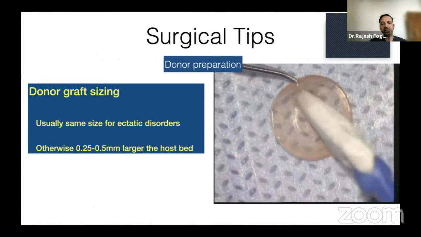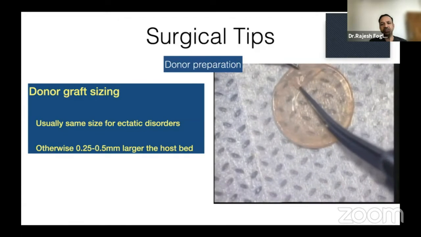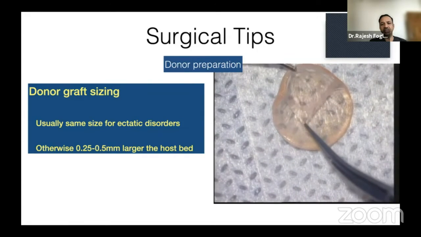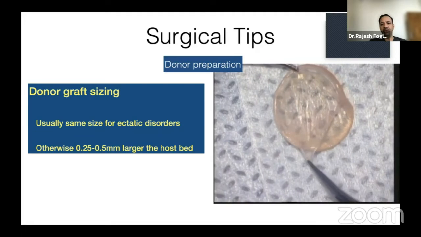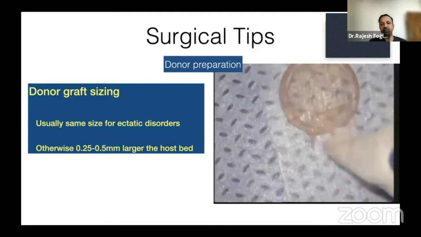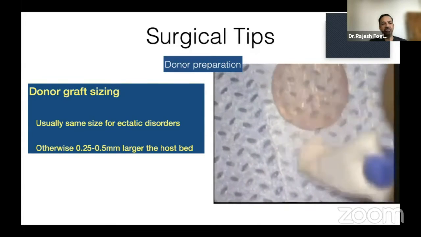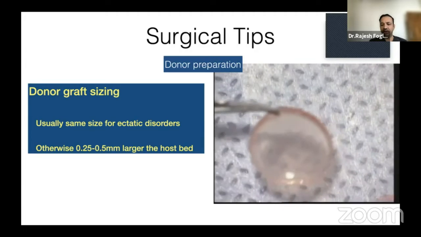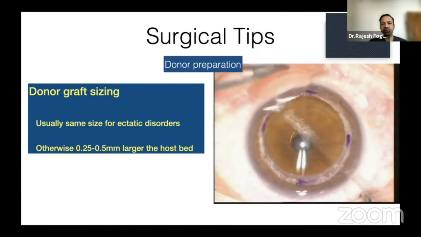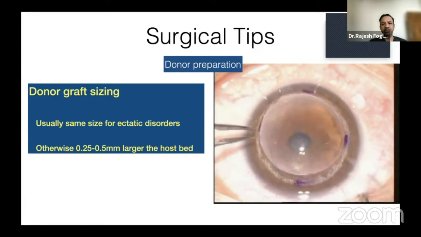Donor Descemet's tissue is usually the same size in ectatic disorders. In other indications, it can be 0.25 to 0.5 millimeter larger. However, if you are doing a femtosecond laser-assisted DALK, you don't need that discrepancy because the apposition is really good even with the same size graft. You can remove the Descemet's membrane if using older tissues. In younger tissues, you can even place it without removing.